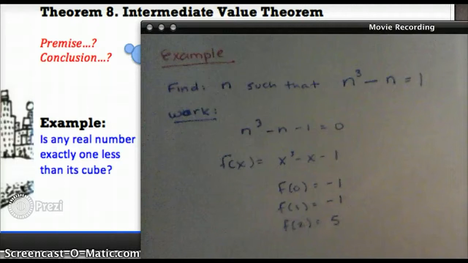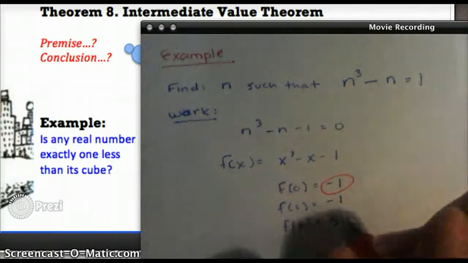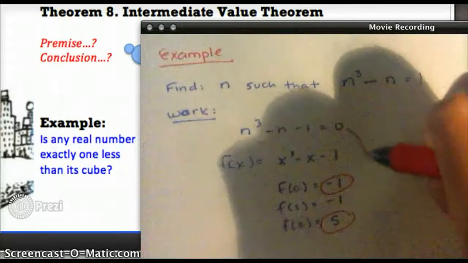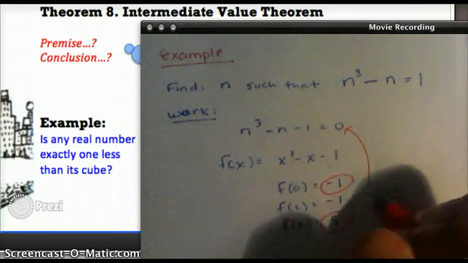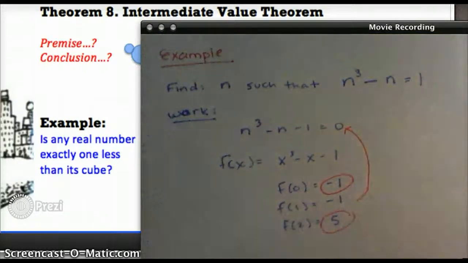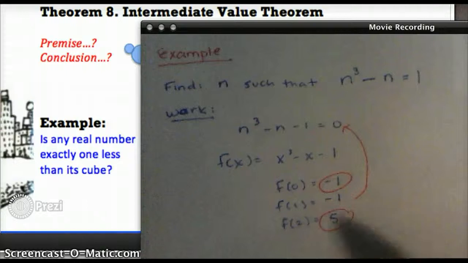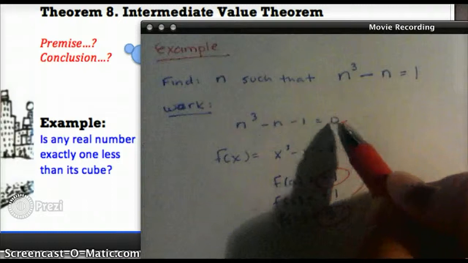So I'm just trying to get an idea of what's going on here. Well, look what just happened. We have a y value of -1 and a y value of 5. Now I'm looking for the x value that is going to equal 0, and 0 is in between -1 and 5. And since it's in between, we are guaranteed that somewhere between 0 and 2, there is an x value that has a y value of 0.